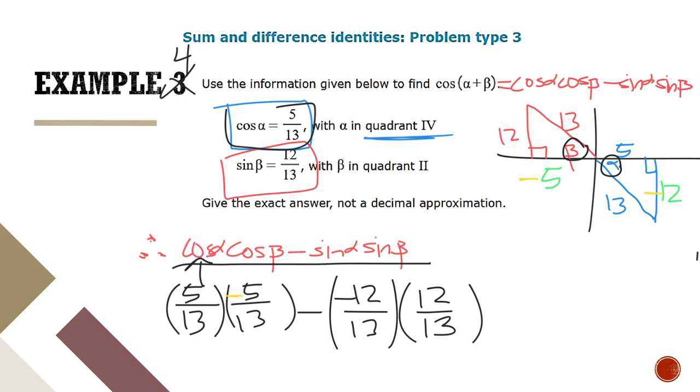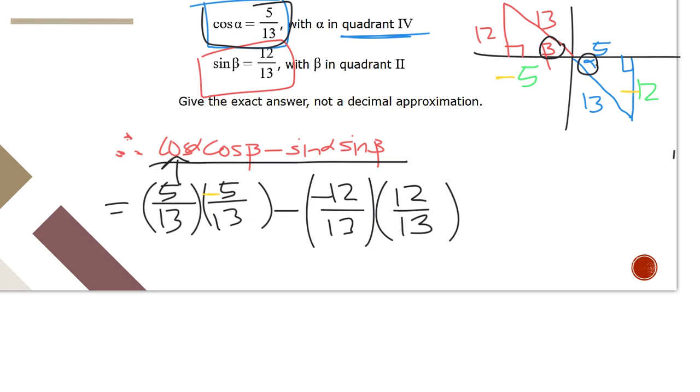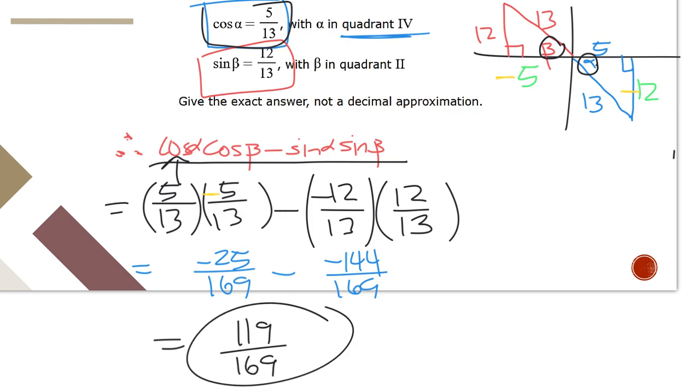Now we just have to simplify that as our final thing. 5 times negative 5 is negative 25. 13 times 13 is 169. Minus 12 times negative 12 is minus negative 144 over 169, which gives us an addition of 144 to that. So 144 minus 25 gives us 119 over 169 as my final answer here.